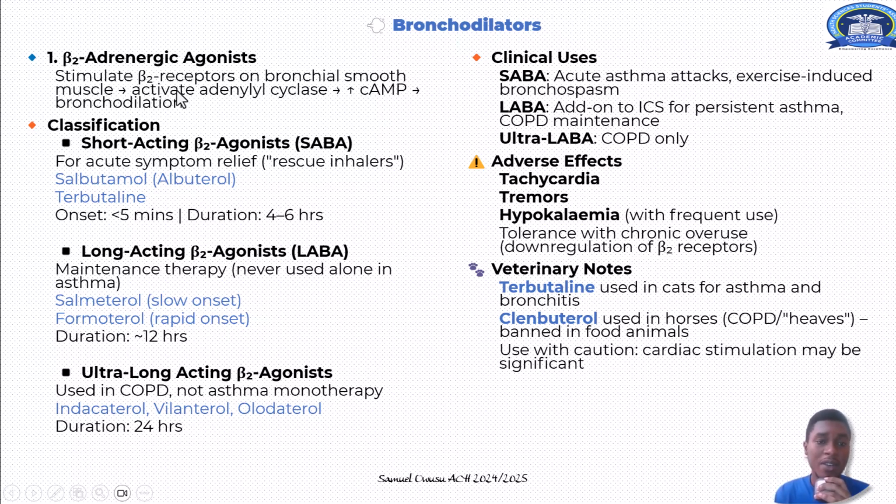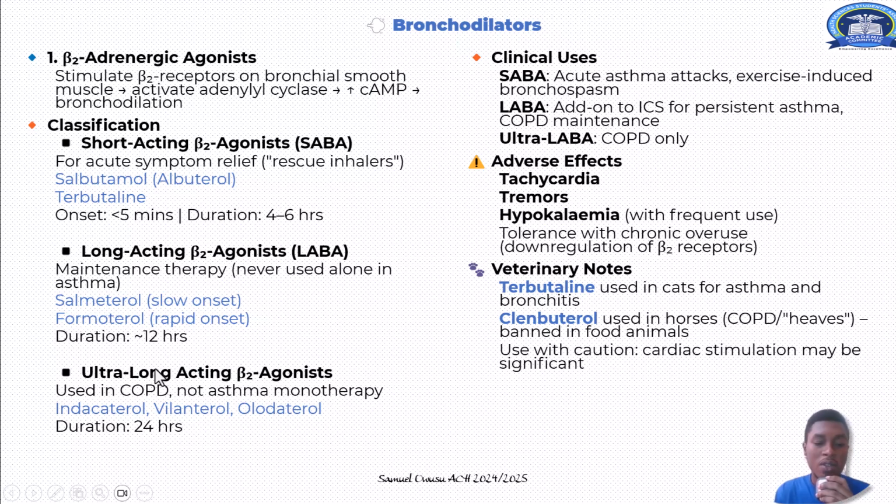Okay, now these beta adrenergic agonists that stimulate the beta 2 receptors are classified into short acting and long acting. And then new on the block, we have the ultra long acting beta 2 agonists. But the ones that I mostly talk about are the short acting and then the long acting. Now, short acting beta 2 agonists come in these forms. So we have salbutamol, which is what is mostly used, the salbutamol inhaler, also called a blue inhaler. Then we have terbutaline also here, and these are short acting. And then we have the long acting ones, salmeterol and then formoterol.